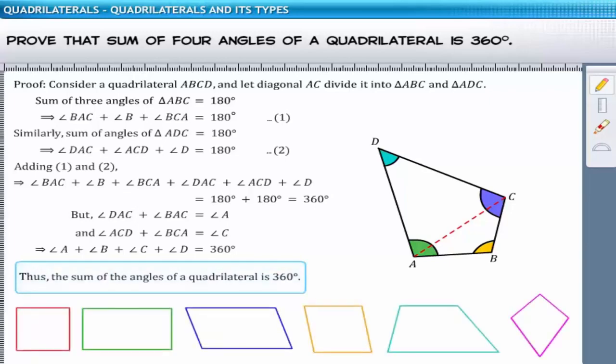That is, the sum of all the angles of a square, a rectangle, a parallelogram, a rhombus, a trapezium, and a kite is equal to 360 degrees.